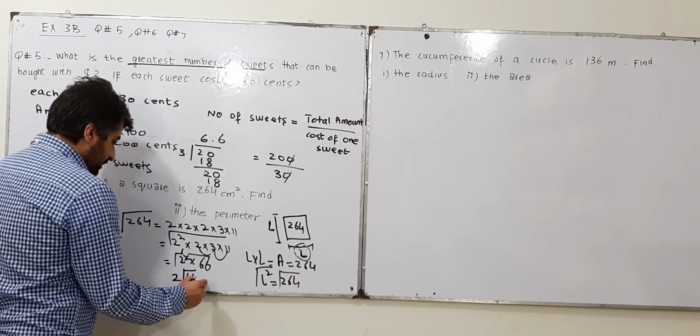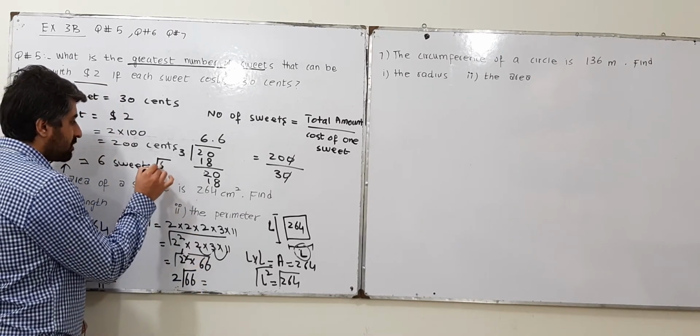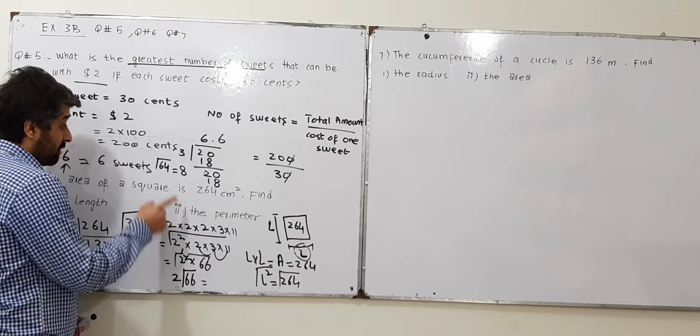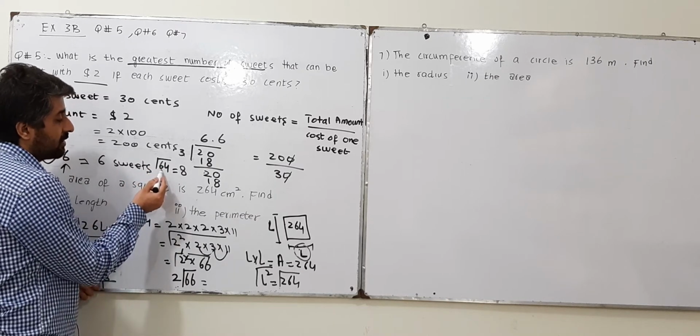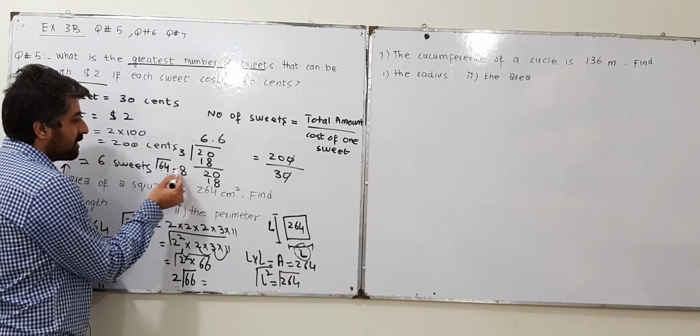Now 66 is basically near to 64. 64 under root is 8. If you know the value of square root 64, 64 is 8 square. So 8 square and square root of 8 square is 8.